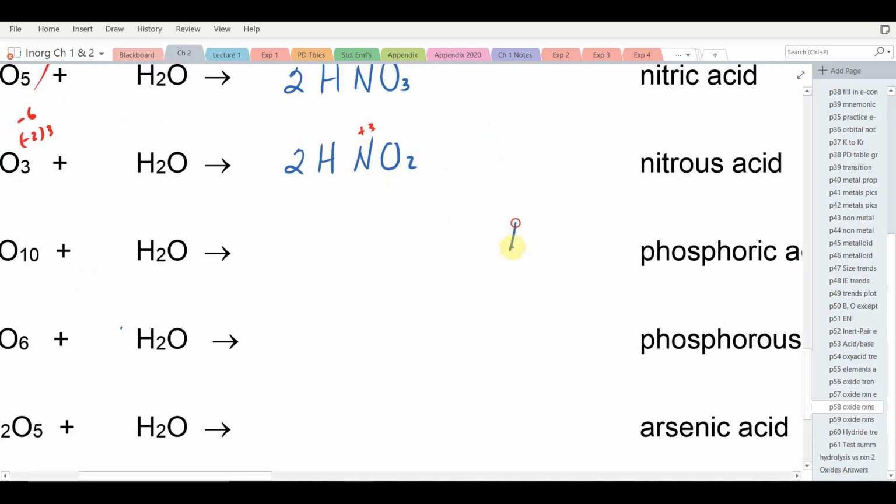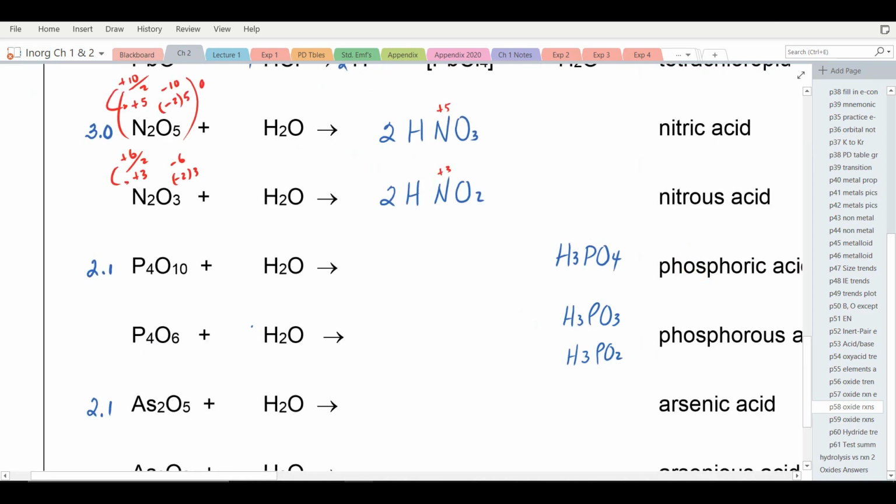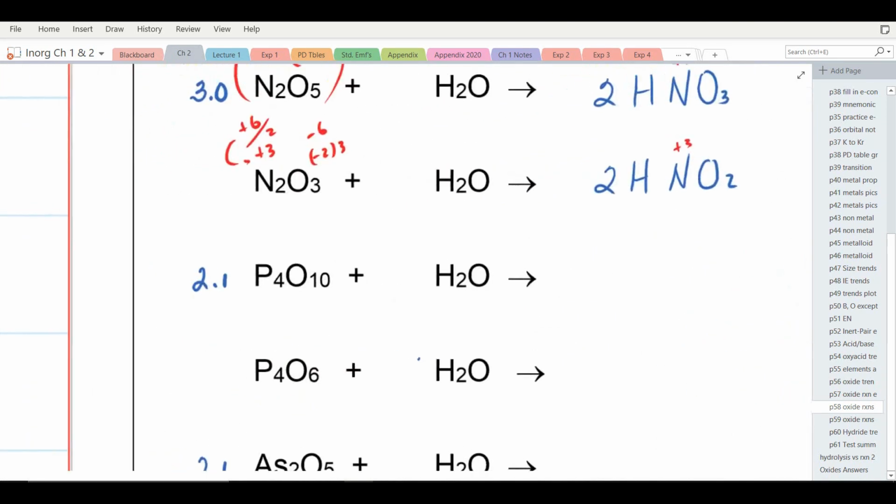There's H3PO4, phosphoric acid. There's H3PO3, phosphorus acid. And there's H3PO2, hypophosphorus acid. Which one will we choose? Remember that the oxidation state remains the same. So let's get the oxidation states.